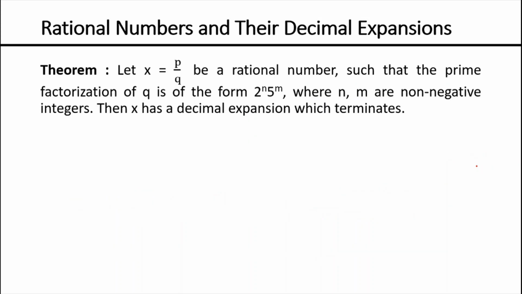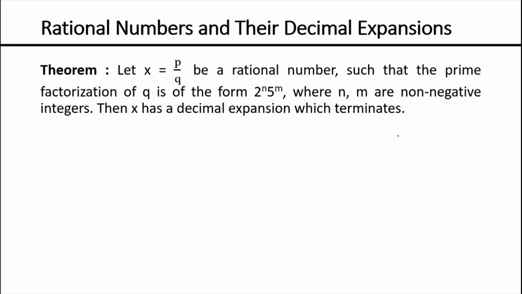Let us take a look at the next theorem. It is exactly opposite to the first theorem we have just seen. It states that if x is p by q such that the prime factorization of q is of the form of 2 to the power n multiplied by 5 to the power m, then x has a decimal expansion which terminates.